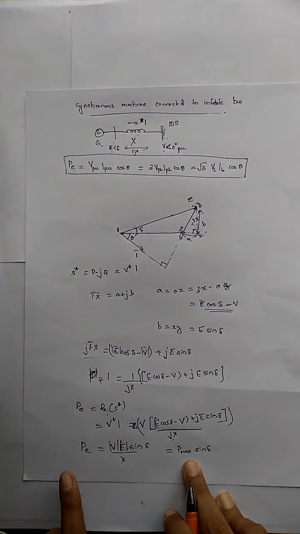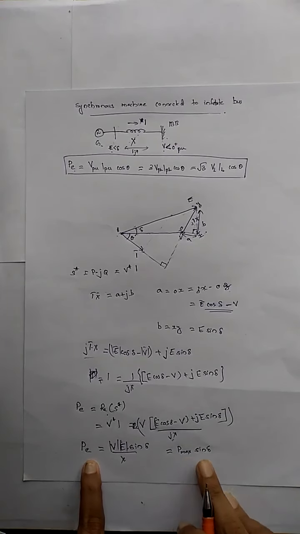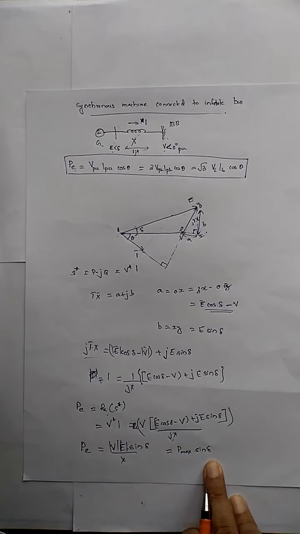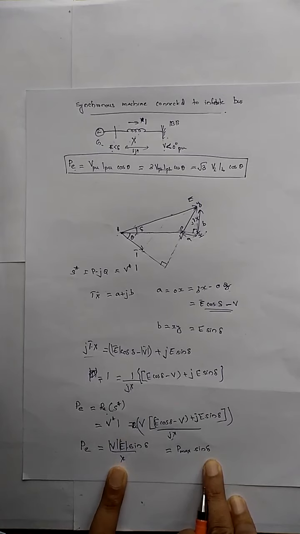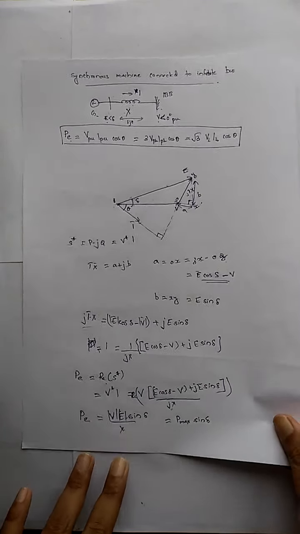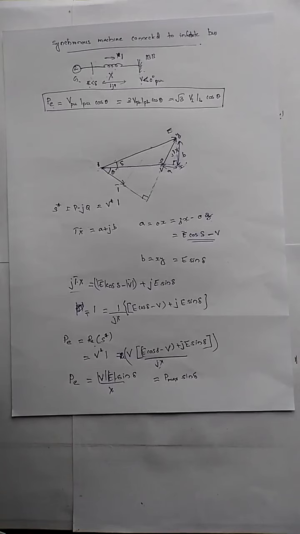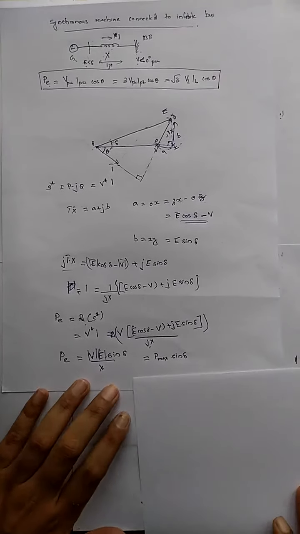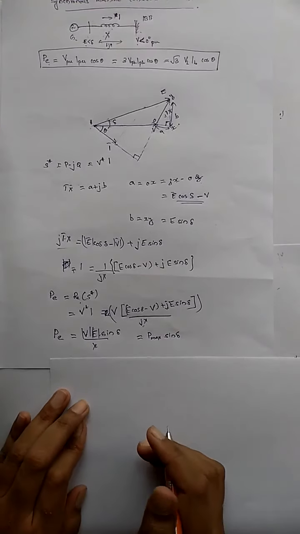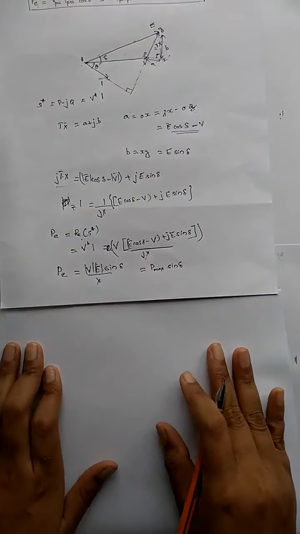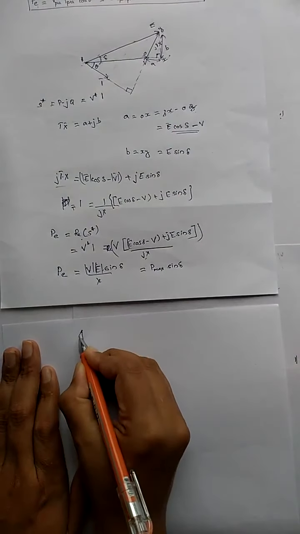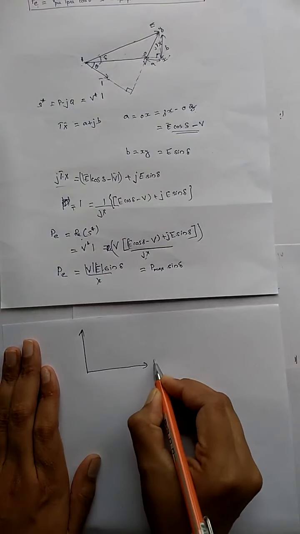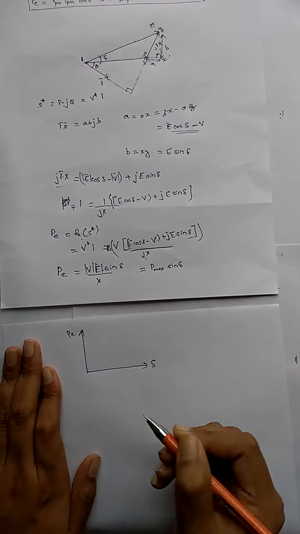From this equation we can say our active power is directly related to the angle sine delta if the other three parameters are constant. So if I am drawing a graph corresponding to the same, how can I draw it? This is my angle delta, this is PE.